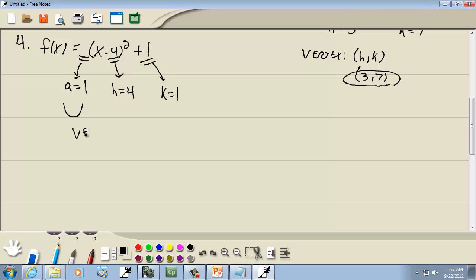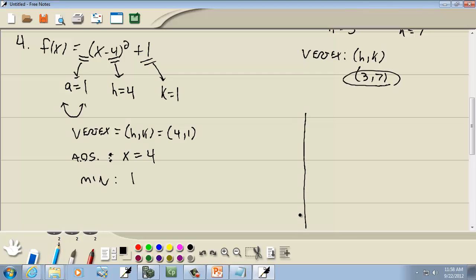Okay, so our vertex. Our vertex is (h, k), which is (4, 1). Our axis of symmetry, and I'll abbreviate it AOS, is x equals the x part of our vertex, which is 4. So x equals 4. Now our graph is opening up, which means we have a min. We have a low point. So our min will be 1, the y value. Now some books will put this in point form, some will put just the y value.